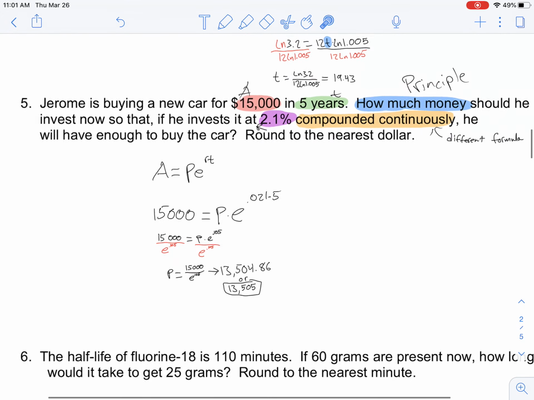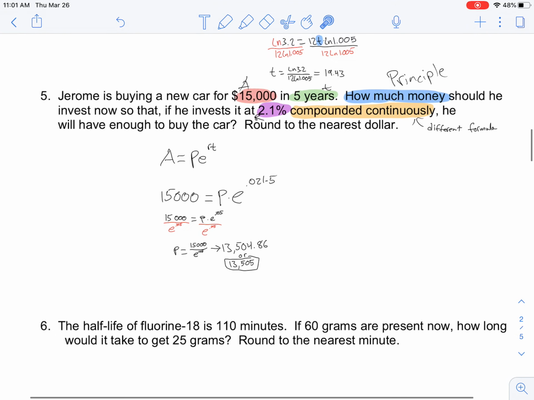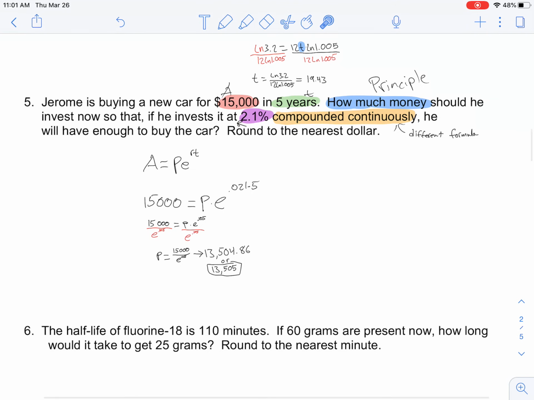Number 5: Jerome is buying a new car for $15,000 in 5 years. How much money should he invest, if he invests at 2.1% compounded continuously, so that he will have enough to buy the car? We're rounding the answer to the nearest dollar. So we're going to use a different formula, the one for compounded continuously. We have our amount equals the principal times e raised to the rate times time power.